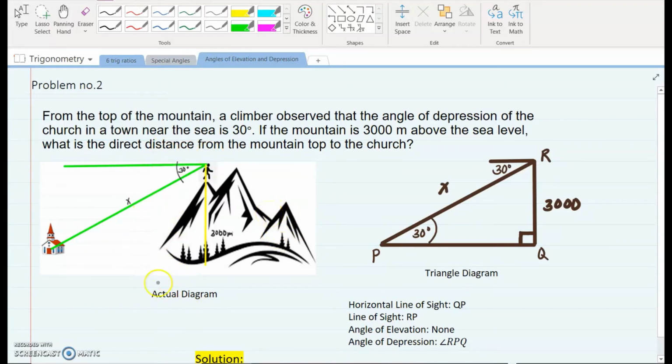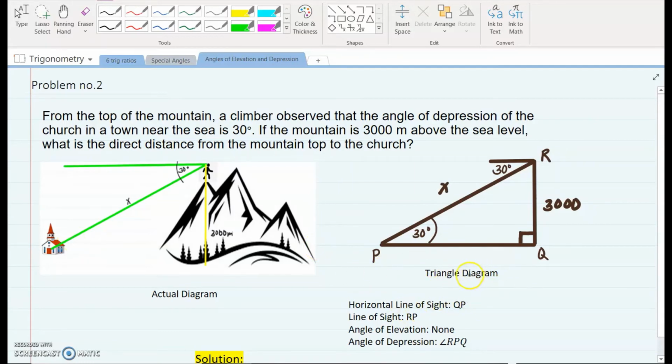So, of course, we can have the actual diagram. So, there is a climber here observing that the angle of depression of this church is 30 degrees here. So, we're referring to the angle of depression. The given is that the mountain is 3,000 meters above the sea level. We are looking for the direct distance from the observer going to the top of the church.